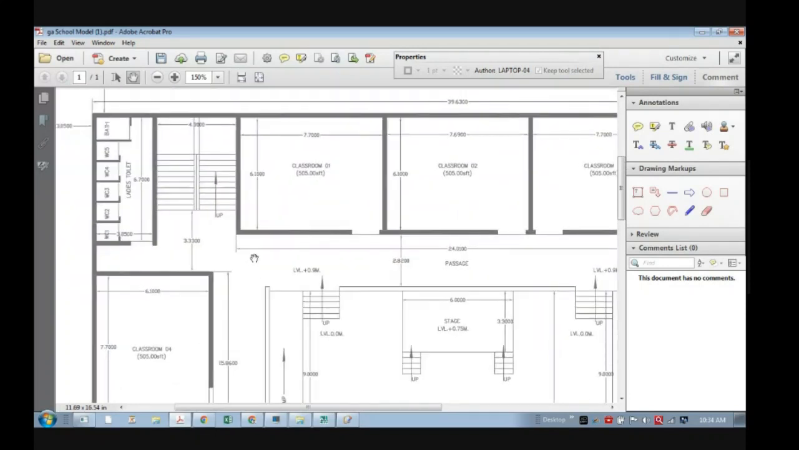Next step is the next step. So you have studied the plan. Now you are going to ask the queries to the architect.